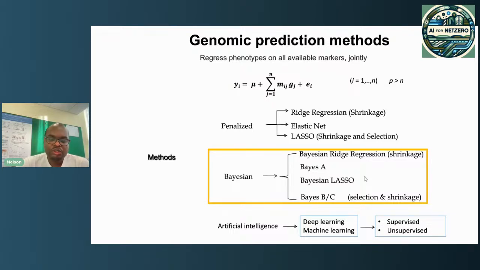These artificial intelligence methods are differentiated from the first two, the penalized and the Bayesian methods, by the fact that they are able to incorporate the non-additivity in the genomes. While the first two mainly focus on the additivity of alleles, the last one is able to incorporate the non-additivity of the alleles. And we have deep learning methods and machine learning methods, which are all categorized into supervised and unsupervised methods that can be implemented. Next slide, please.